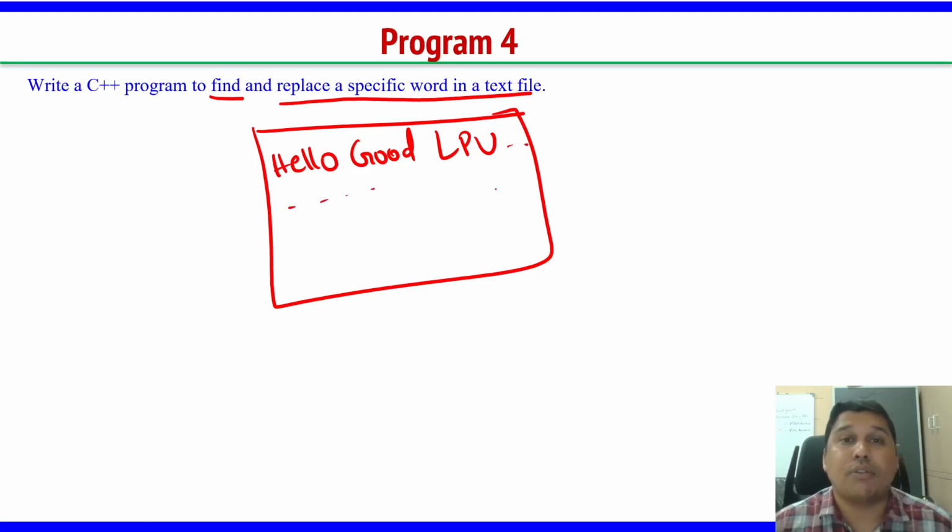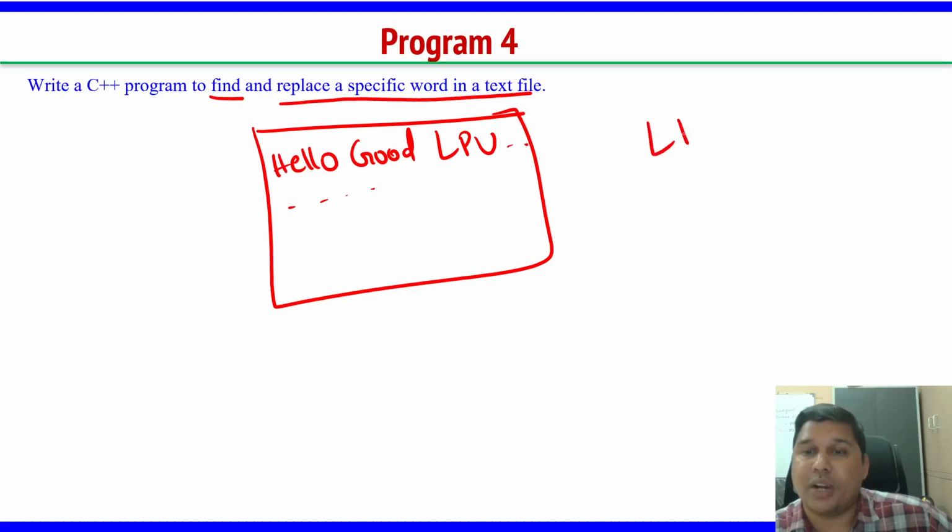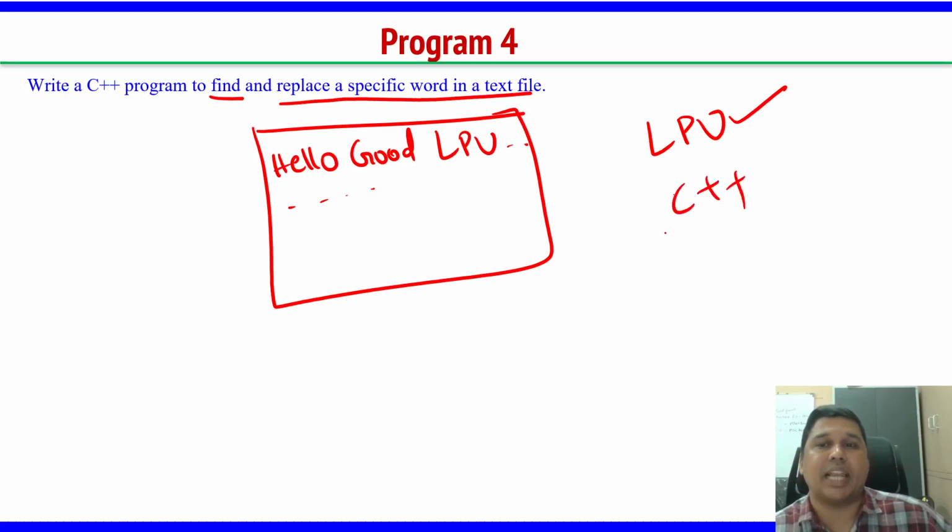We have to give two inputs here. Which word do you want to find? Maybe I want to find LPU, and I want to replace it with maybe first. So I want to replace one string with another string, or replace LPU with C++, something like this. To do this, you have to use two functions.